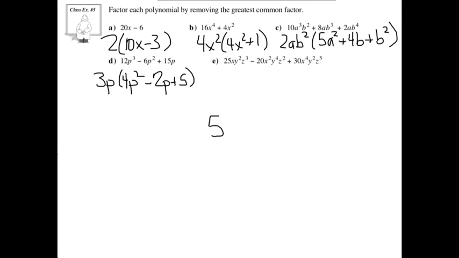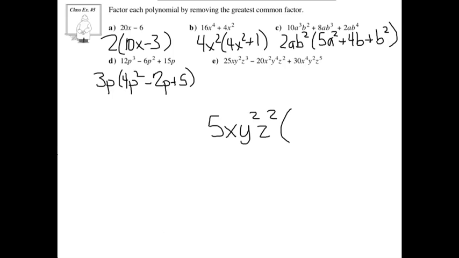Now looking at the x's, we have 1x, 2x's, and 4x's. They have at least an x in each one of these. Looking at the y's, you've got y squared, y to the power of 4, and y squared. There's at least a y squared. And last but not least, we've got the z's. You've got z to the power of 3, z to the power of 2, and z to the power of 5. There's at least a z squared in each one of these.